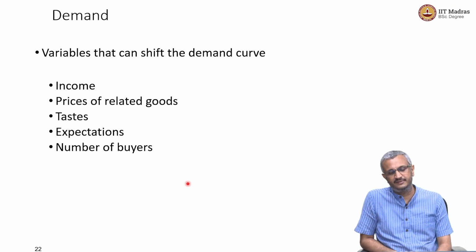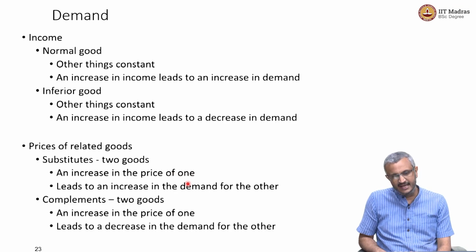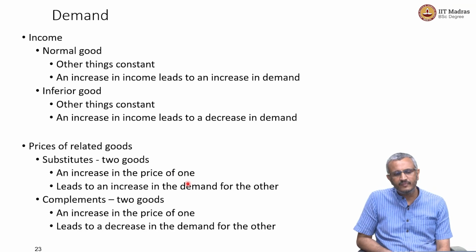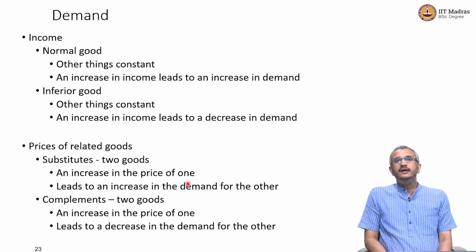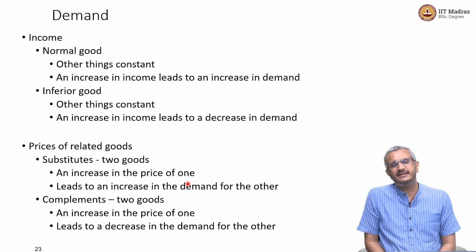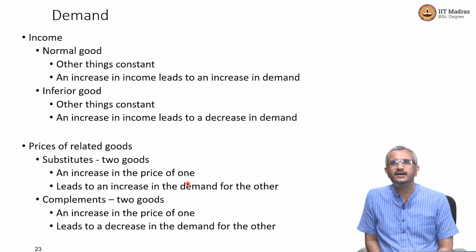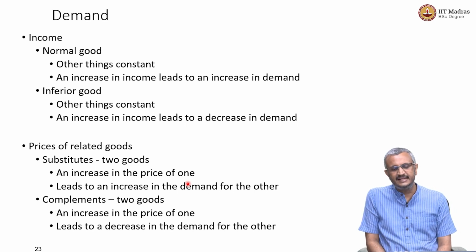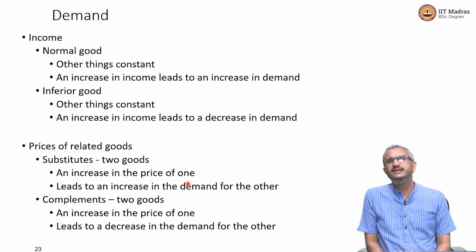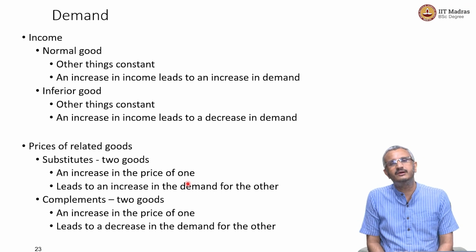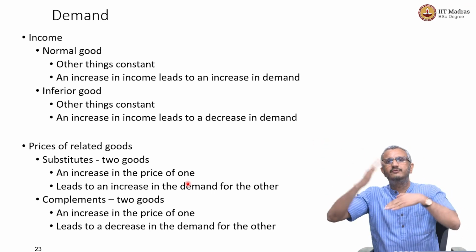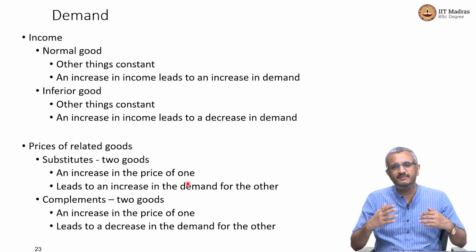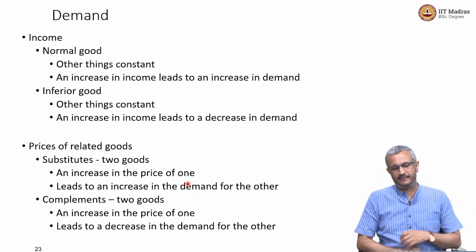Expectations, very important. And finally, the number of buyers. If you look at how income affects demand, we know that there are two possibilities. For a normal good, we say that an increase in income leads to an increase in demand. My constraint has now moved, so I would like to consume more because my income has increased.